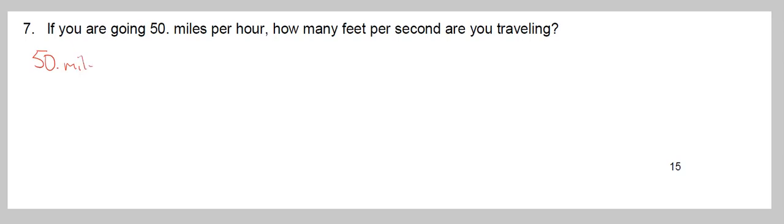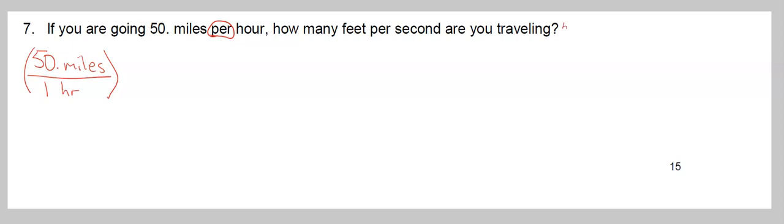I'm writing out the miles because I don't want to mix it up with meters. Okay, and then I'm writing that when you see this per, that means that the word that comes after that really goes in the denominator. So we've got 50 miles per 1 hour, and then I need to get that in feet per second.